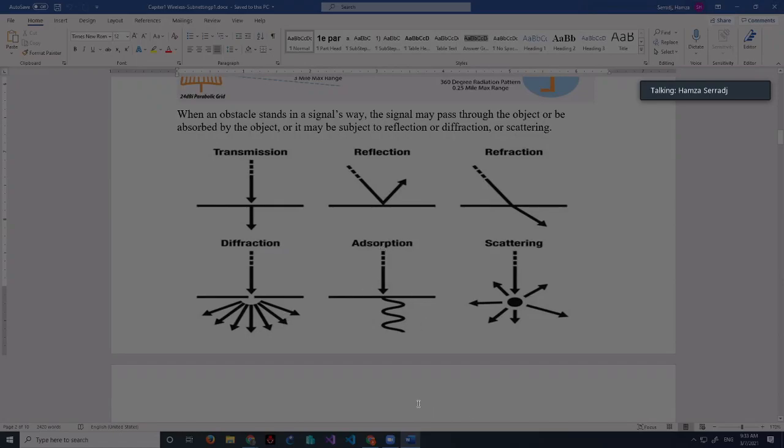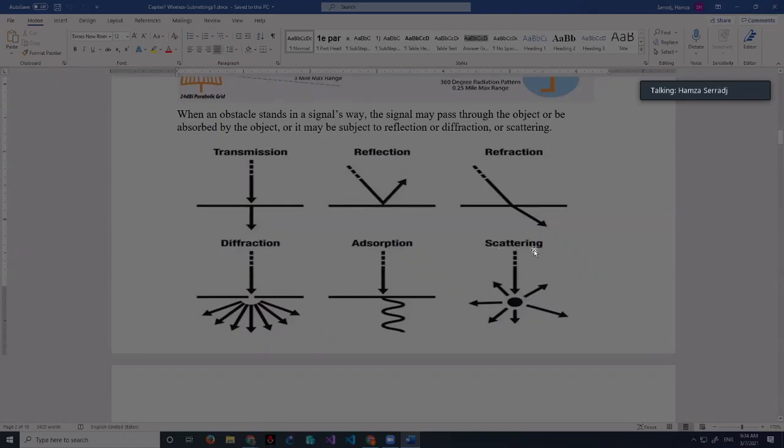We have absorption, right? Something that absorbs the signal. It will not be reflected back. It will not be refracted in a different angle, but it will be absorbed. This is destruction of signal mainly, right? Signal is destroyed here, right?